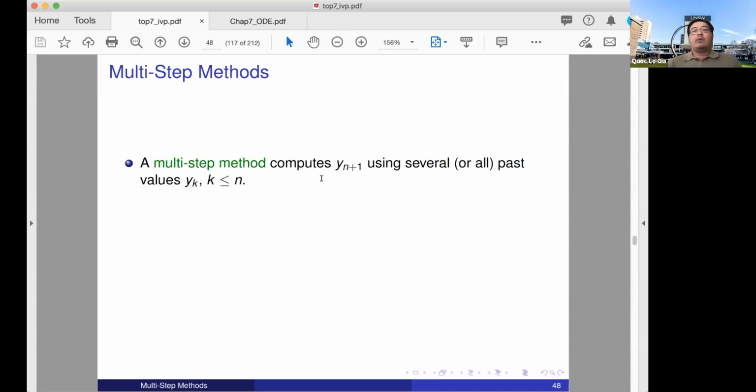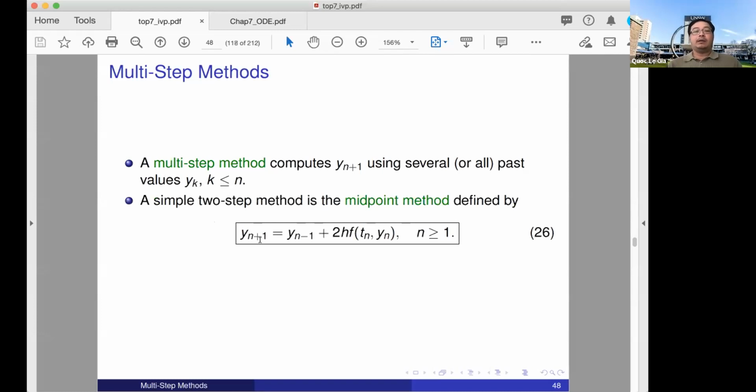They compute yn plus 1 based on yn. Yeah, only a single step. But the multi-step method can compute yn plus 1 based on more than just yn. So it can use yn minus 1, yn minus 2, and so on. In general, it can compute from yk for k less than or equal to n. Then we call it a multi-step method.